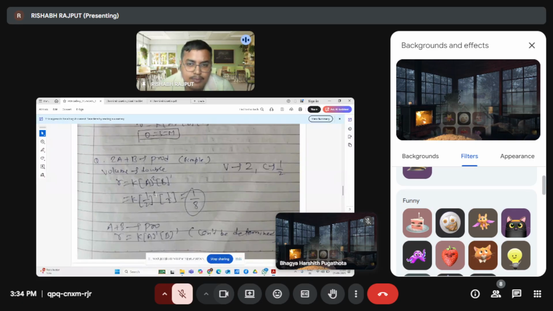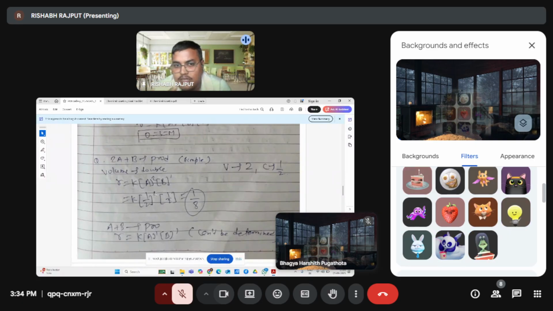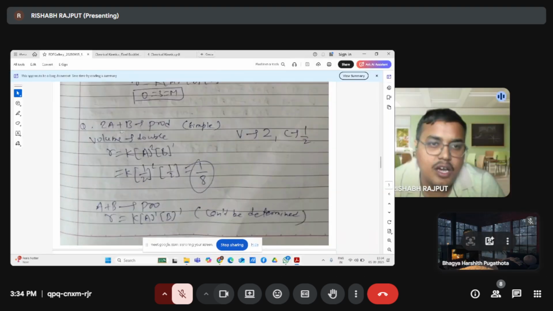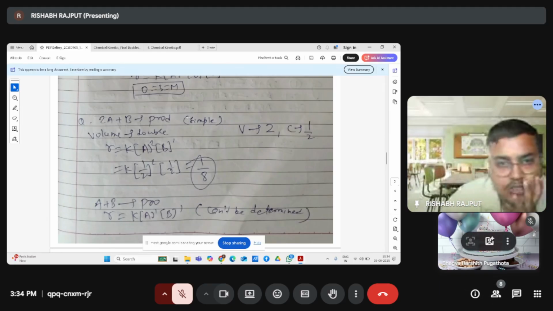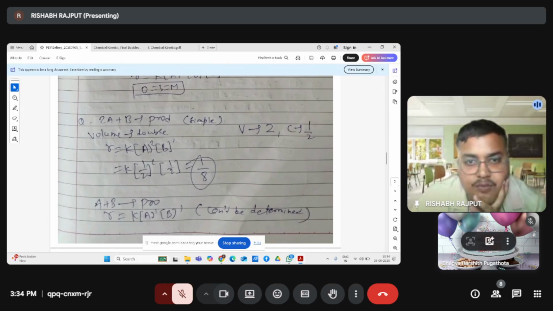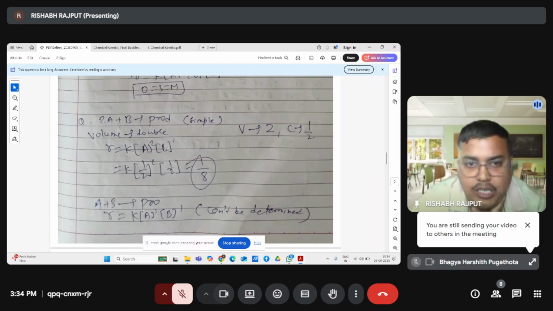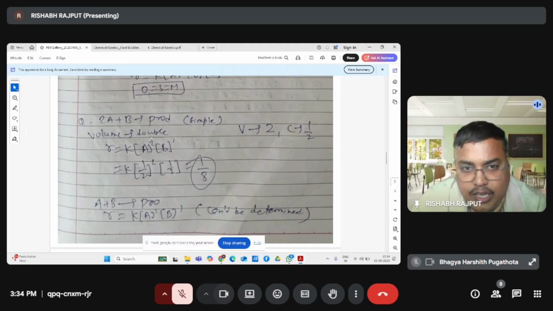Now I will explain one question here so that you understand. Please see 2A plus B. These two reactants make the product, and this reaction is simple. For the simple reaction, whatever the stoichiometric coefficient is, for A the stoichiometric coefficient is 2. So you can see here in the rate law, R is equal to K, A to the power and B to the power. Whatever the powers of A and B are, they are the same as the stoichiometric coefficients.